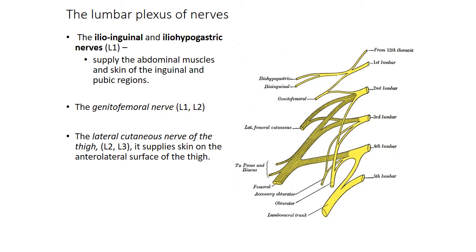Now the next nerve is the lateral cutaneous nerve of thigh. It is contributed by the second and third lumbar ventral rami. It supplies the skin on the anterolateral surface of the thigh.